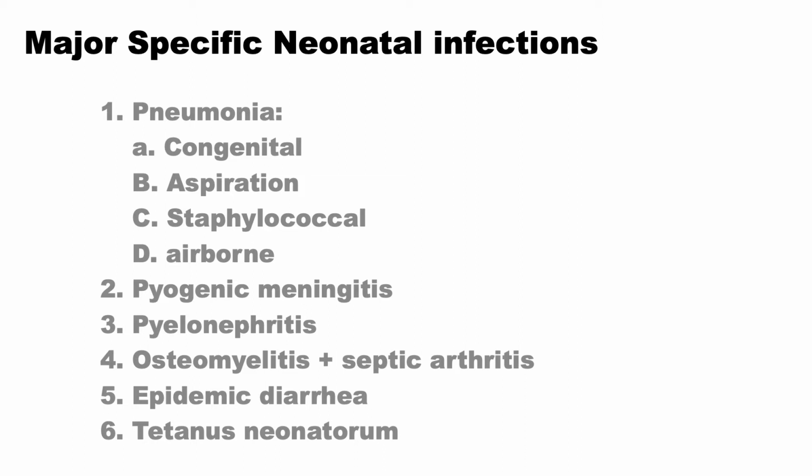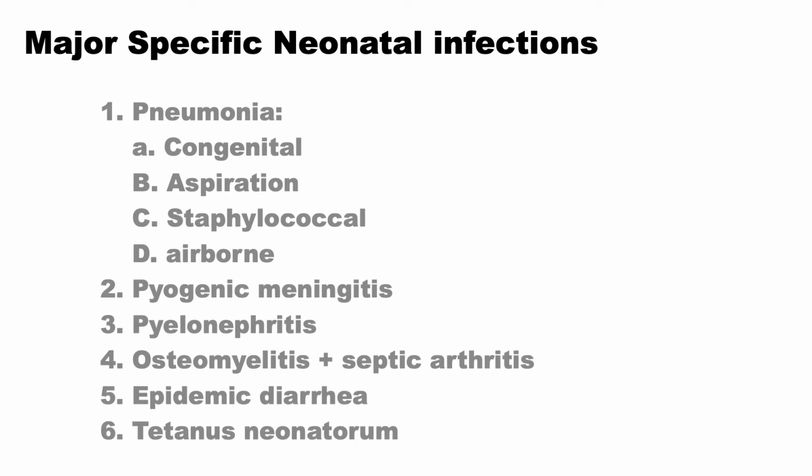Airborne pneumonia: these are infants who went home and acquire a flu-like illness from the mother or from a sibling, and they subsequently develop pneumonia, what's called community-acquired pneumonia. The pyogenic meningitis, we'll talk about in detail. Pyelonephritis also could be dangerous, with significant morbidity and mortality, and needs to be treated.